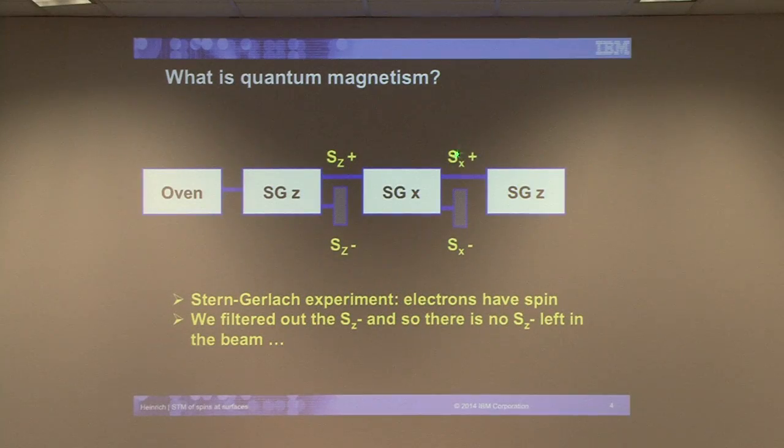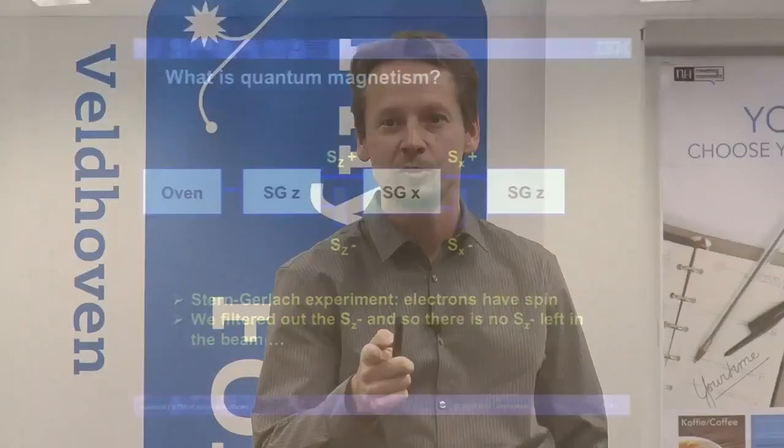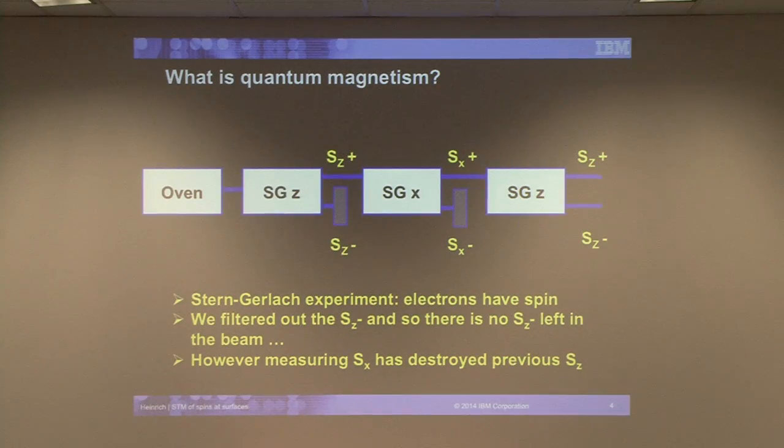Right? I've already measured that it is SZ plus. I've already measured that it's SX plus. So if I do the Z measurement again, what do I get out? Are you working on quantum computing? No. What do you get out? Half and half, right? And you probably learned why this is.